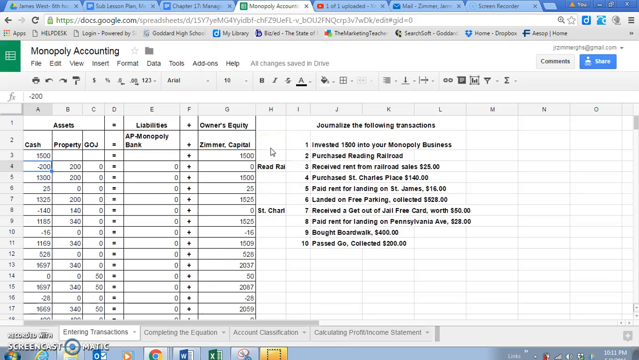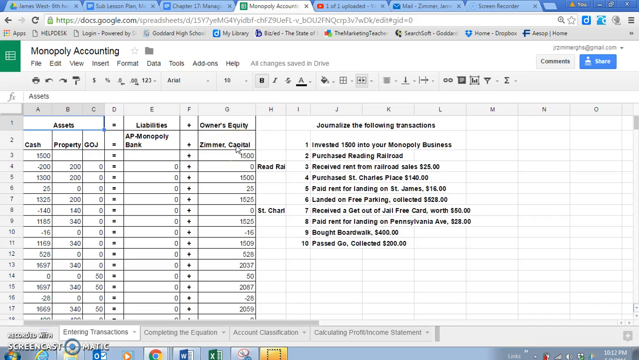The first thing that you're going to come to is how to enter transactions and keep your accounting equation in balance. If you look at my spreadsheet, and you can use this for yourself, I highly recommend you copy and paste when you do your own, and I'm going to have you do your own on this same page. You'll see that we have assets equals liabilities plus owner's equity. They're all in their own little cells. I merged and centered assets to be an overlying label, if you will, for cash, property, and a get out of jail free card. The liabilities that you could possibly use would be AP Monopoly Bank, for accounts payable Monopoly Bank. And then I'm going to use my last name in capital as my owner's equity type of account.